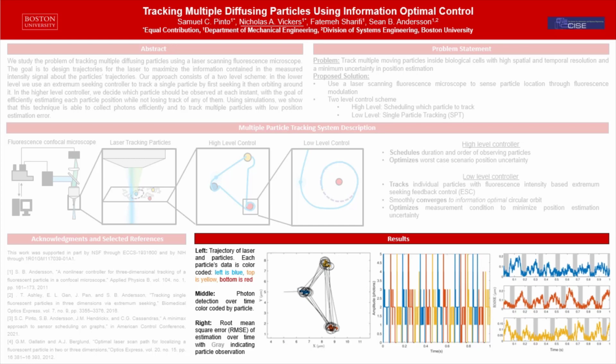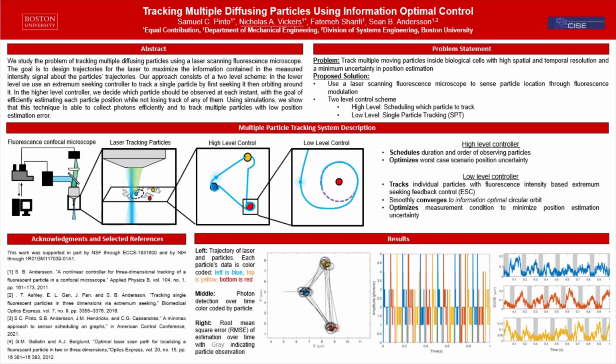The performance of the high-level controller is shown through the graph on the bottom right of this slide, where the estimation error increases when the system is not observing a particular particle, where observation durations are indicated by a gray bar. While the microscope is observing a particular particle, the estimation error drops rapidly and stays at a low level.